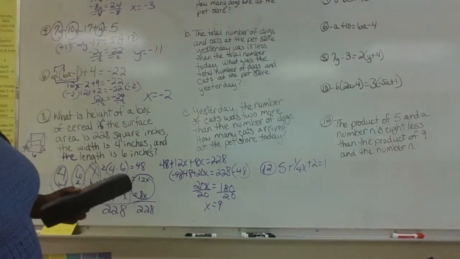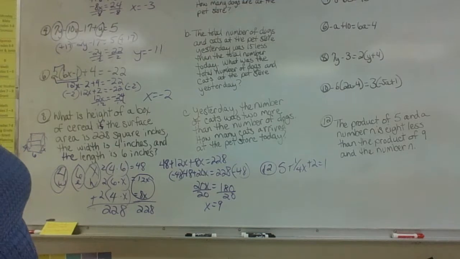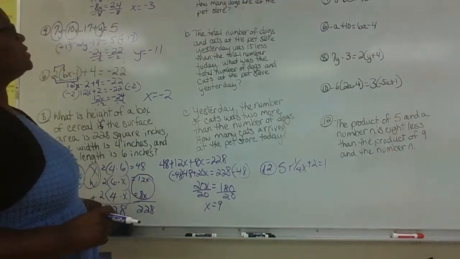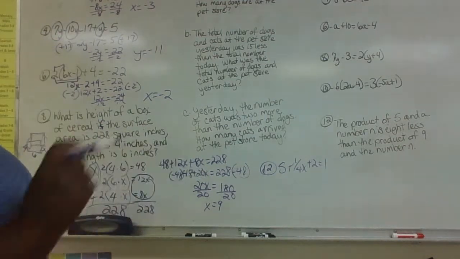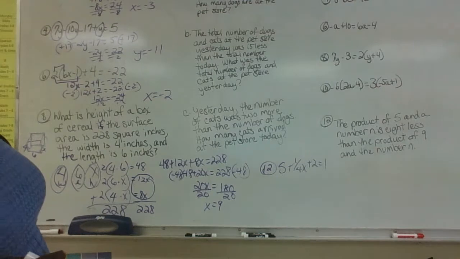Here we have: today there are 37 dogs and cats at the pet store. A, the number of cats is 15 more than the number of dogs. How many dogs are at the pet store? So let's set this up.